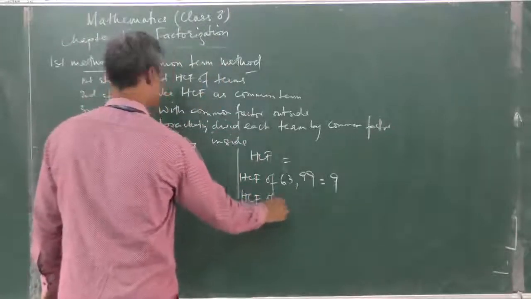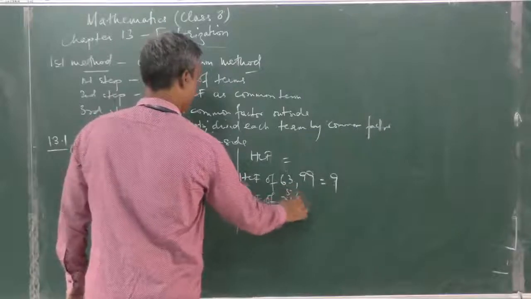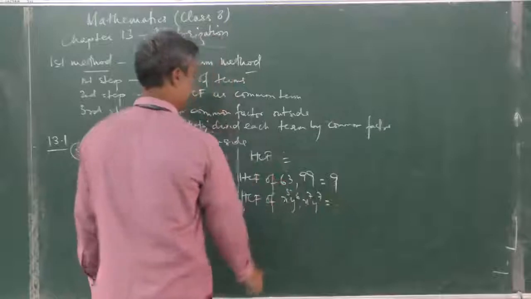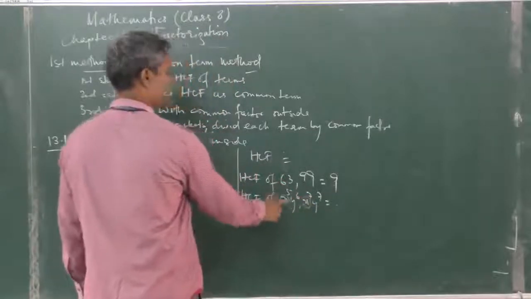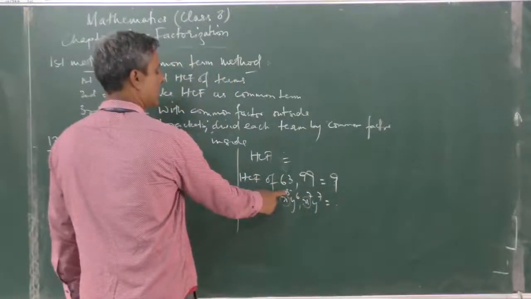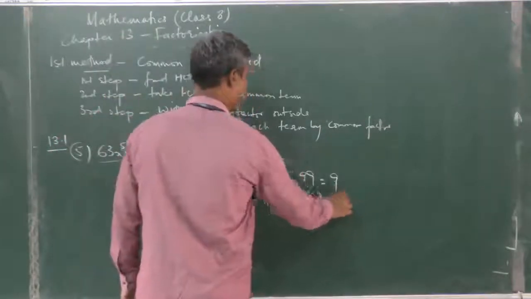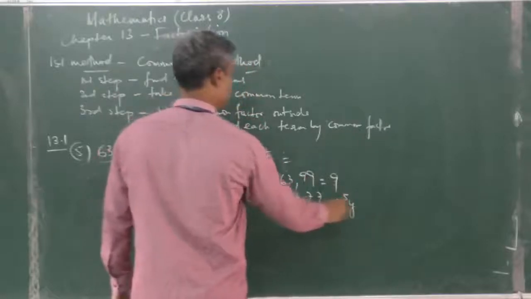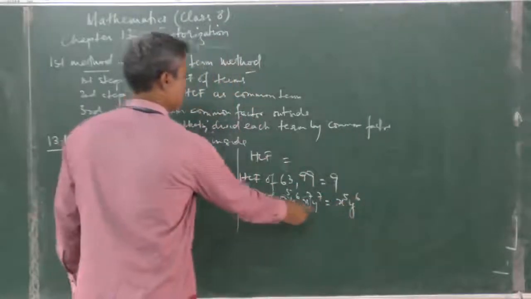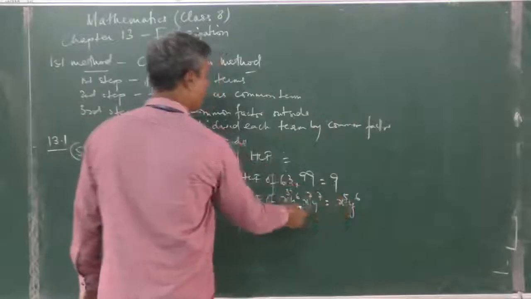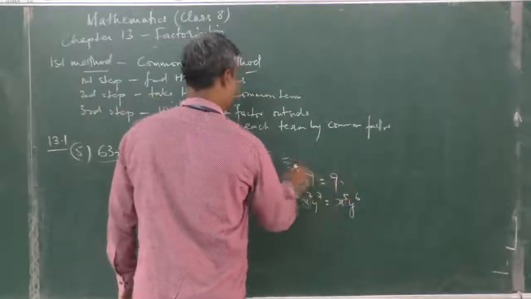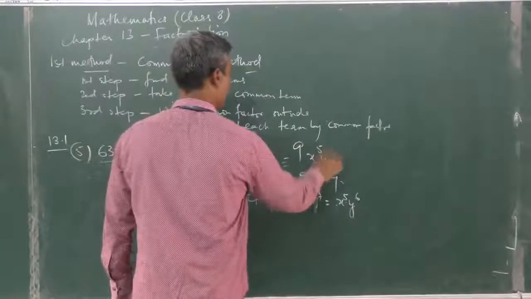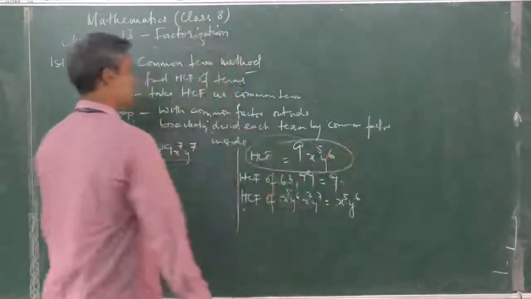HCF of x to the power of 5, y to the power of 6 and x to the power of 7, y to the power of 7. Now if you look at x, the smallest power is 5. And over here, y, the smallest power is 6. So finally the answer for the HCF is 9x to the power of 5, y to the power of 6.